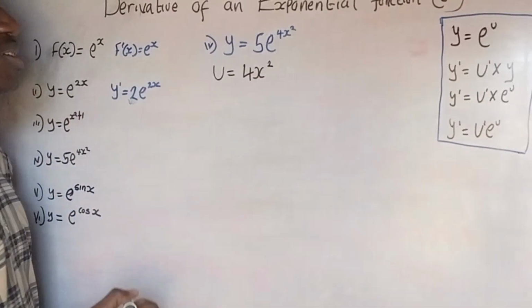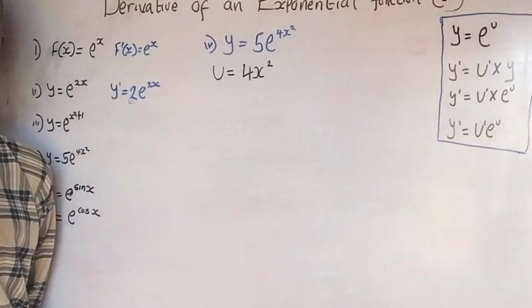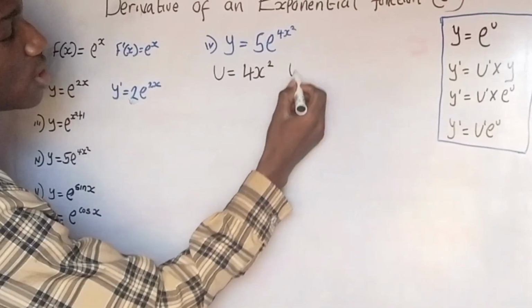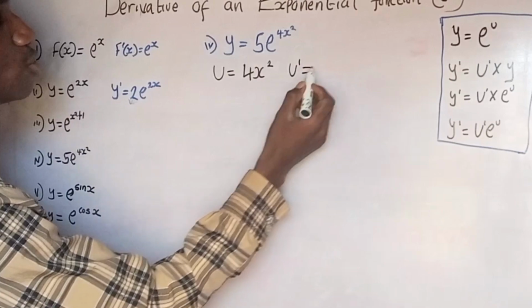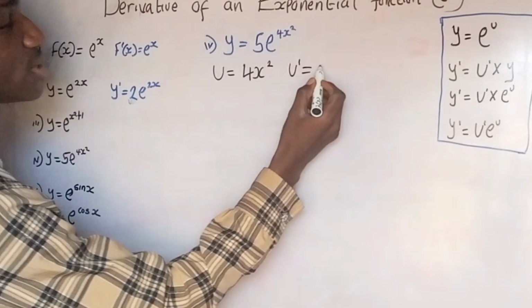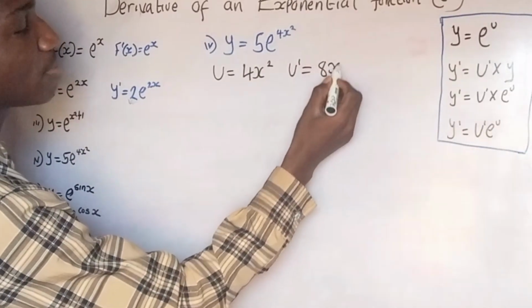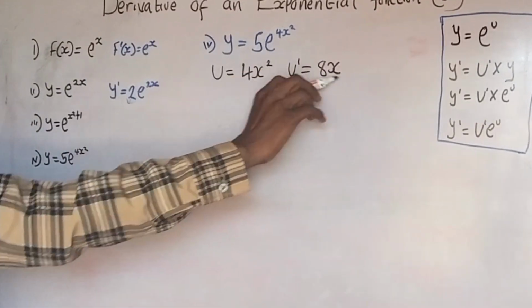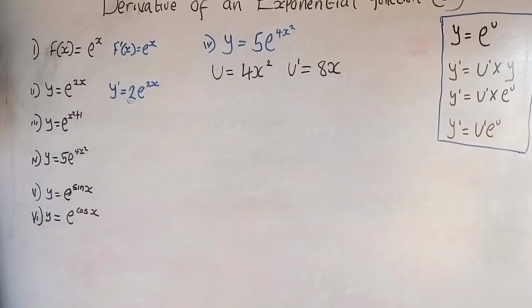So we are going to take the derivative of u with respect to the independent variable, which is x. The derivative of u is equal to this power multiplied by the coefficient. I'm going to have 8x, the power reduced by 1, that is 2 minus 1, x raised to the power of 1 is x. So in that case, the derivative of u is equal to 8x.